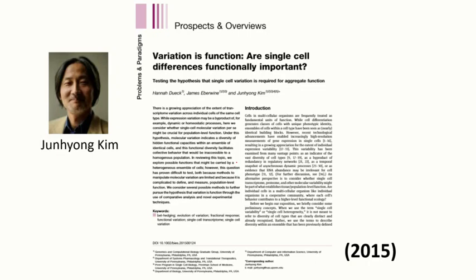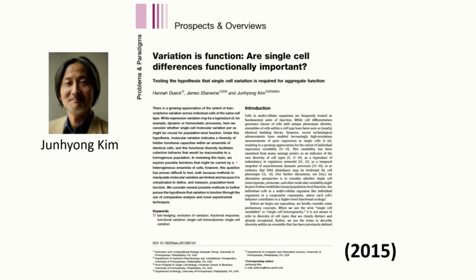So he's a professor at the University of Pennsylvania. We invited him to come to give a talk, but he was too busy and he rejected the invitation. In 2015, he published this opinion paper, saying variation is a function, and single cell differences are functionally important. So he's talking about the same type of cells, but with variability, so-called gene expression noise.